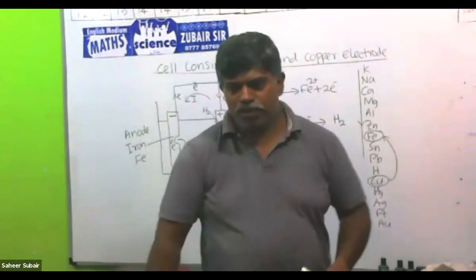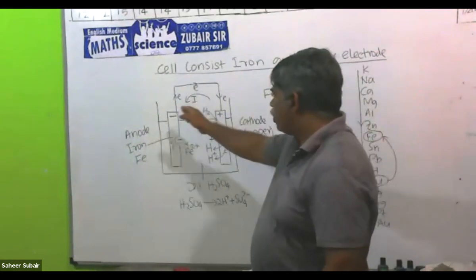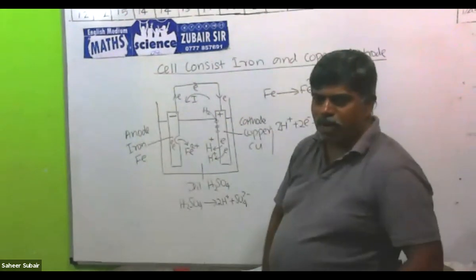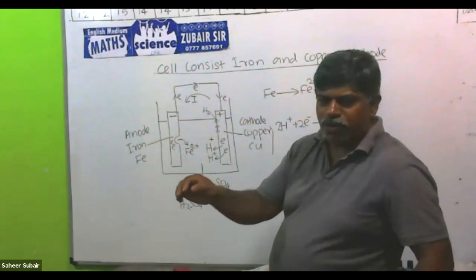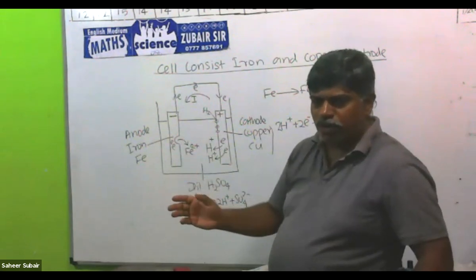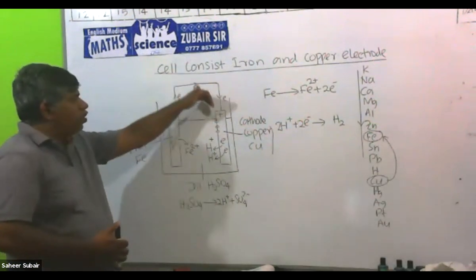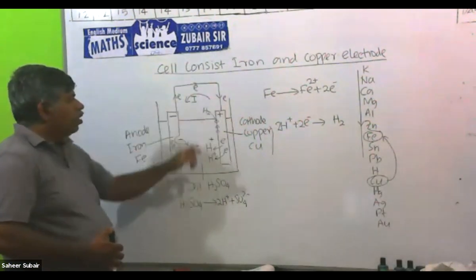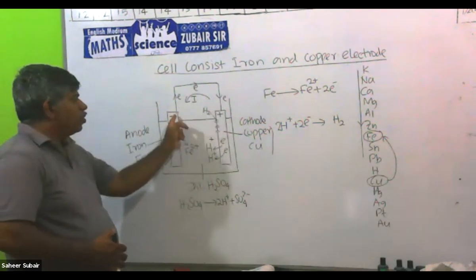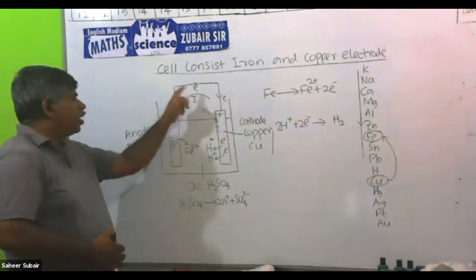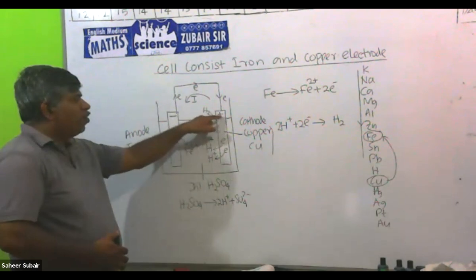Positive to negative. Then this one is positive, that one is negative. So in the cell, anode is only negative, cathode is only positive. Right? So then electron flows this way, from this rod to that rod. Current flows from this rod to this rod. Electron flow is anode to cathode. Current flow is cathode to anode.